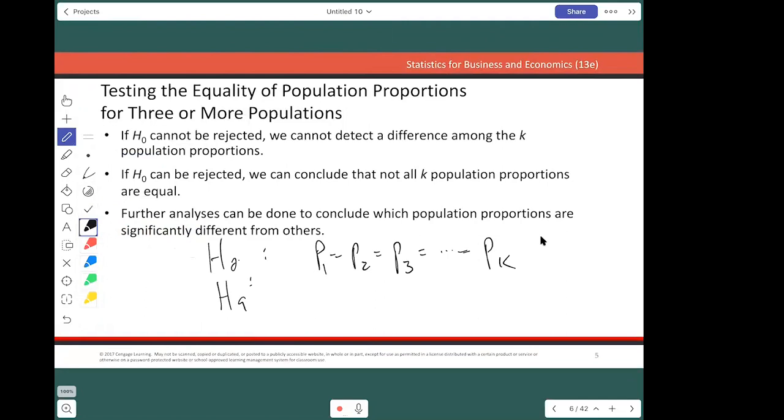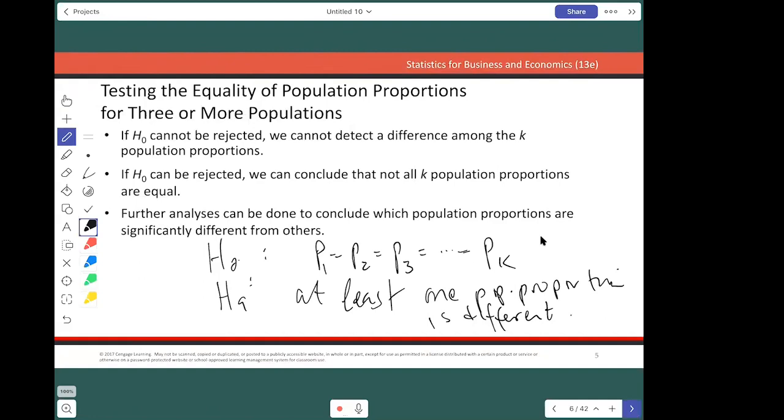And then we want at least one of those to be different, but we don't know which one. So we just simply say at least one population proportion is different, because we don't know exactly which one. Or in other words, we could say not all the population proportions are the same. So we certainly can say that.